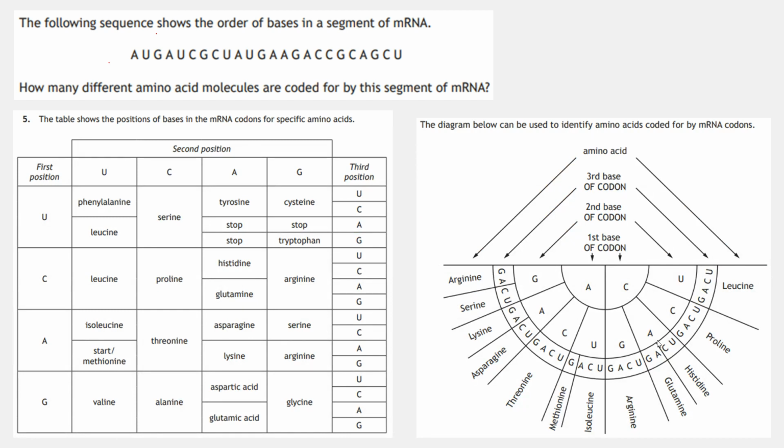Let's try another. The following sequence shows the order of bases in a segment of messenger RNA, and you're asked how many different amino acid molecules are coded for by this segment of mRNA. And remember, if you do need a codon chart, one will be provided to you. So do make sure you can use both the table and circle versions of these charts. So pause the video now, come up with your answer.